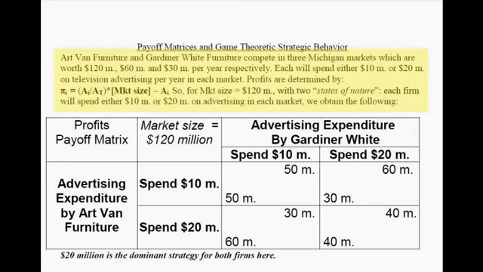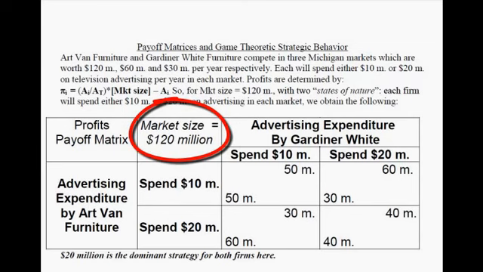So the profit is your share of expenditure as a proportion of the market size, minus the amount you spend on advertising. For a market size of $120 million, if each firm spends $10 million, the total amount being spent is $20 million. So Ai on AT will be 1/2, or 10 over 20. The market size is 120 million, so we have 1/2 of 120, which is 60, minus Ai. If Ai is 10, then πi is 60 minus 10 equals 50.